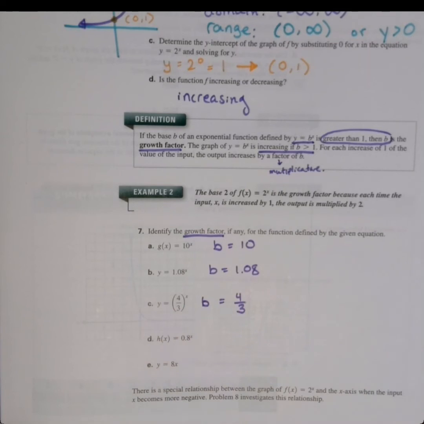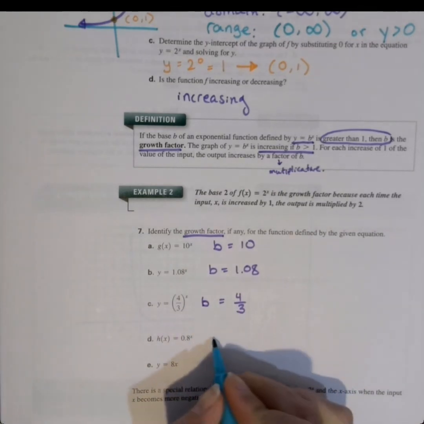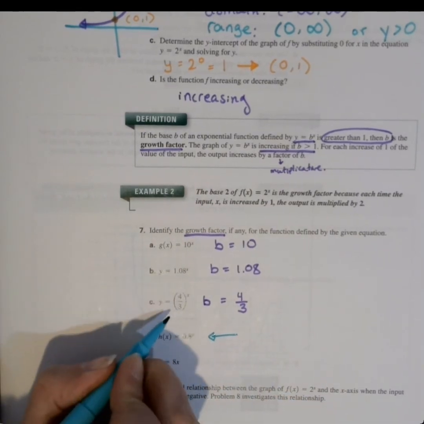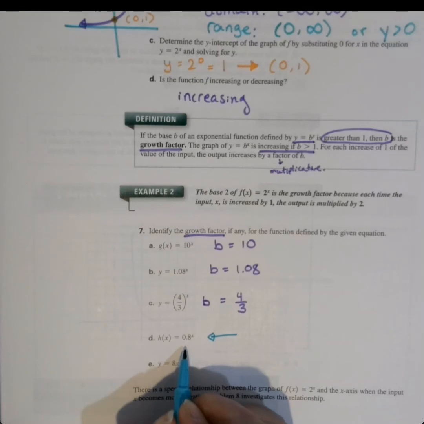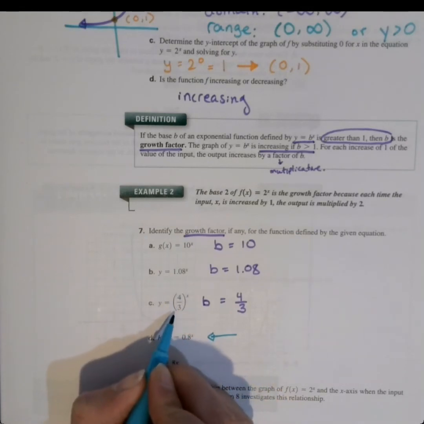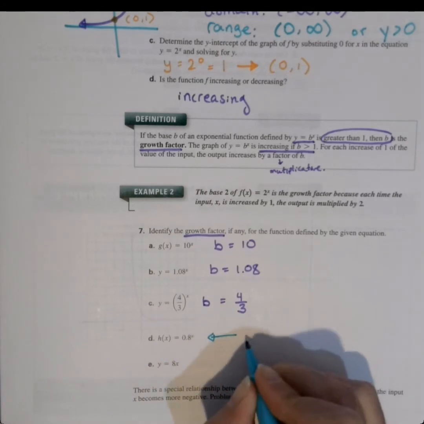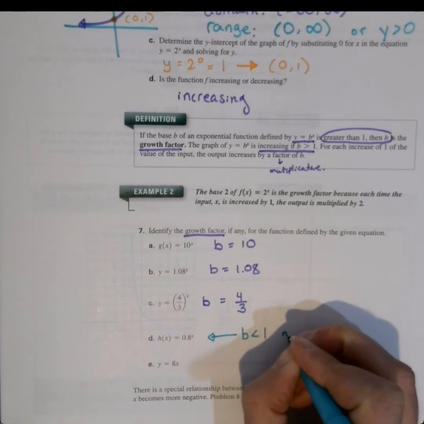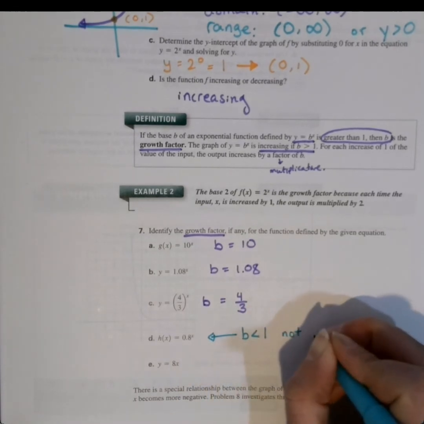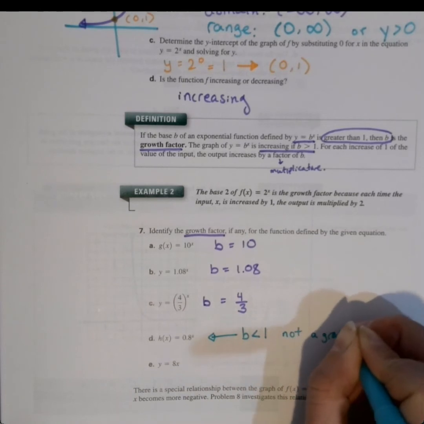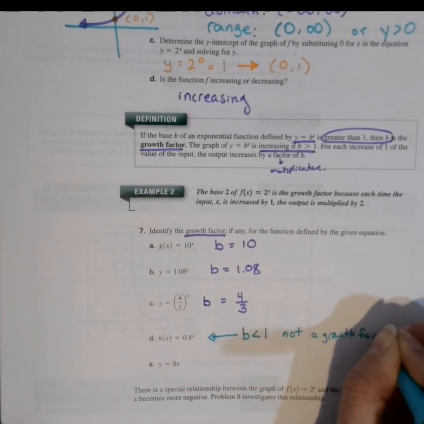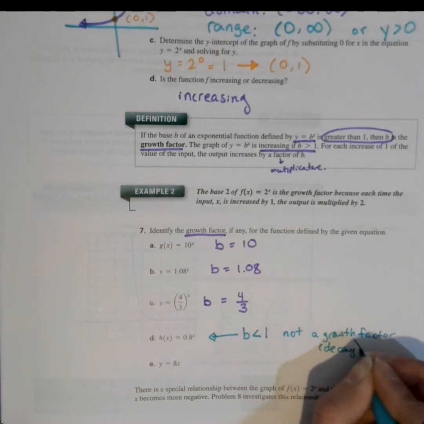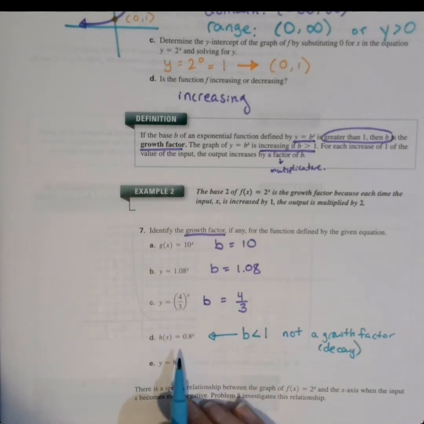Now, they're throwing us a loop for this one right here because this base, unlike 10 and 1.08 and 4/3, this base 0.8 is not larger than 1. Even 4/3 is larger than 1. This is not larger than 1. So this base value is less than 1. So it is not a growth factor. It's a decay factor. We'll get to decay factors shortly. But for right now, it is not a growth factor. I'll write in parentheses that it's a decay factor. It's going to have decay because it's less than 1. So I don't have a growth factor here.